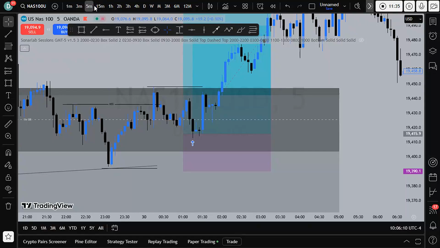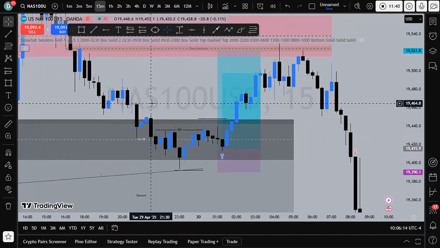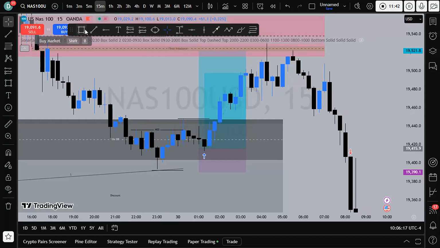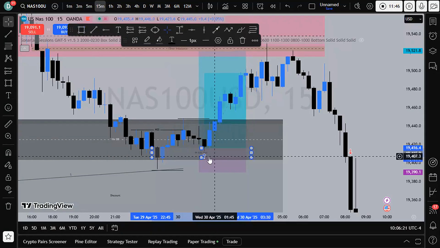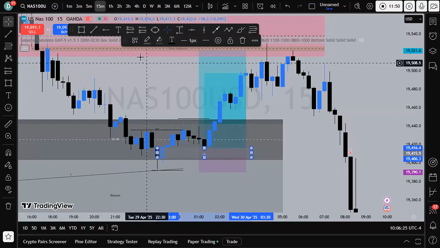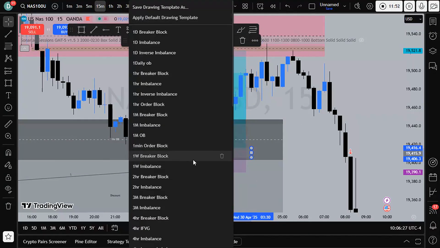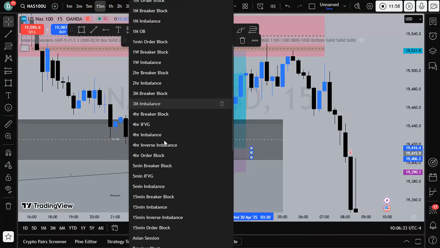So I went back to the 15 minute and I looked for something that I can enter off of. And then what I saw is this 15-minute order block right here. And that is where I entered, and I placed my stop loss below the order block. And as you can see, price basically just tapped the order block and then started to move away. And it moved away, and I got a good risk to reward ratio.